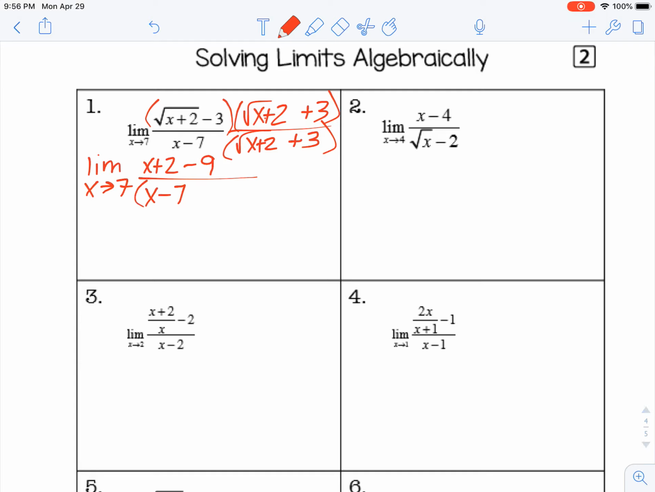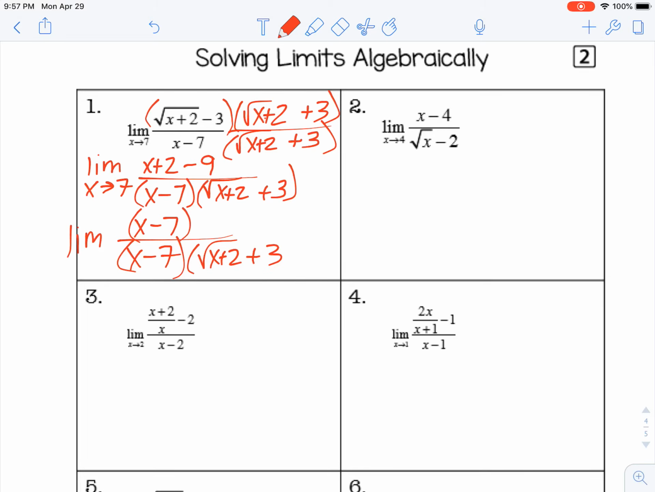This is going to be x minus 7 times radical x plus 2 plus 3. It's going to be x minus 7 over x minus 7 radical x plus 2 plus 3. Oh, I don't want to forget to write limit. Cancel that. Limit as x approaches 7 of 1 over radical x plus 2 plus 3. That's going to be 1 over radical 7 plus 2 plus 3. So 1 over 6.